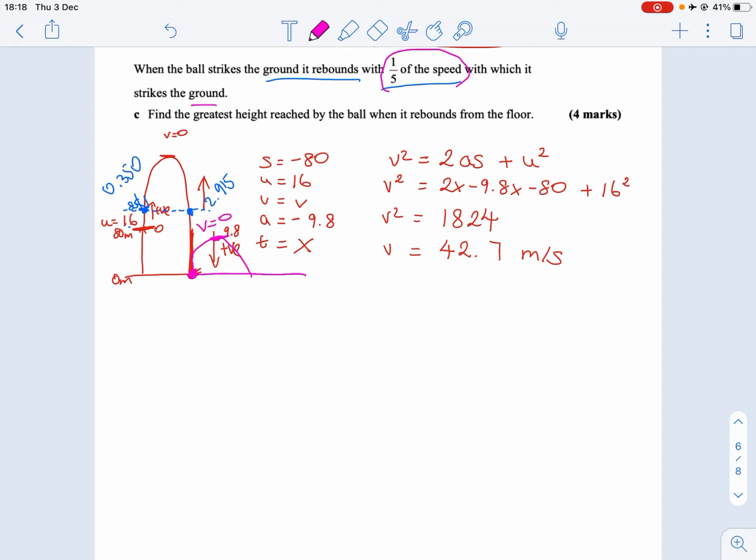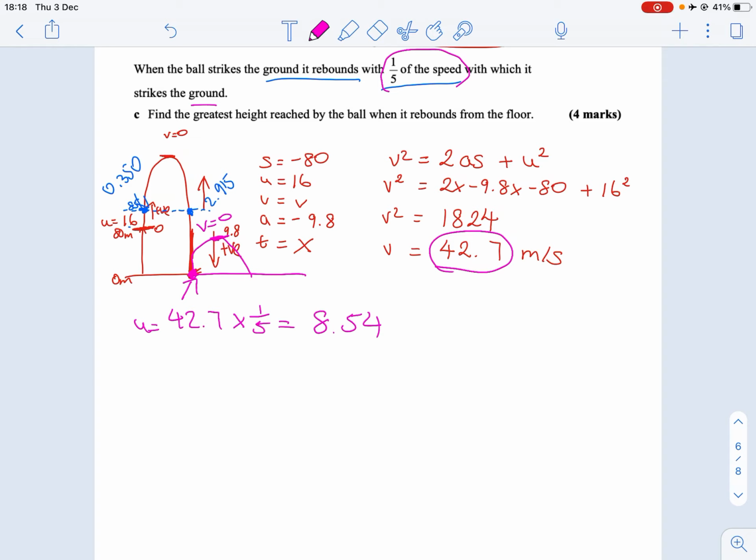We found out from part A that when it strikes the ground, it's going to be 42.7. But when it rebounds, the initial speed is going to be 1/5, so we need to times that by 1/5, which is 8.54. So we know when it rebounds, the initial velocity is going to be 8.54.